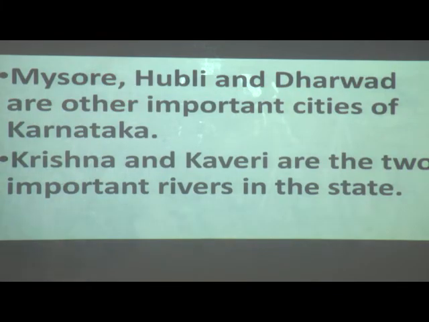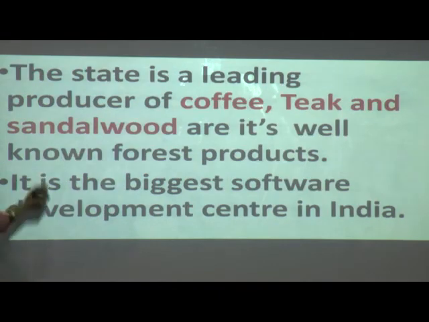Now, important cities. When I say Karnataka, you may know Mysore. You all know? Correct. Mysore, Hubli and Dharwad are other important cities in Karnataka. And what rivers are there? Krishna River and Kaveri River are the two important rivers in this state.